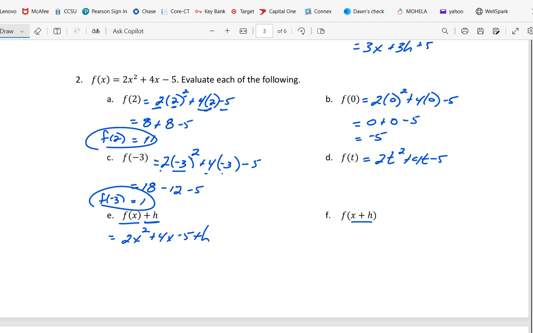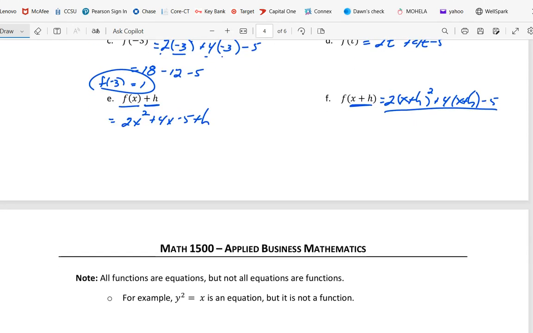For f of x plus h, again, notice that the function is 2x squared plus 4x minus 5. And again, in place of the x, we're going to substitute the x plus h. And I will tell you that for purposes of this course, I'm okay right there. If you would like to expand it out, you may. I do not need you to at this point. Okay.